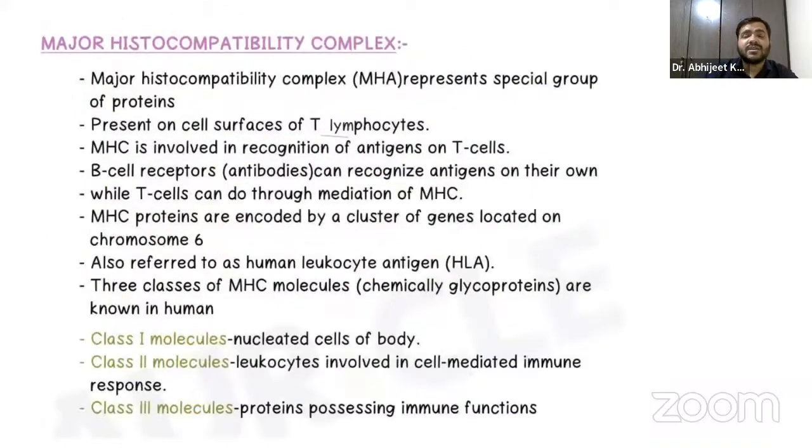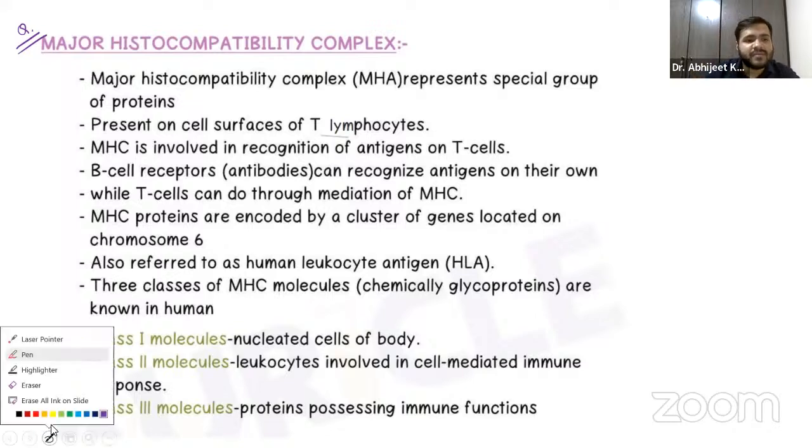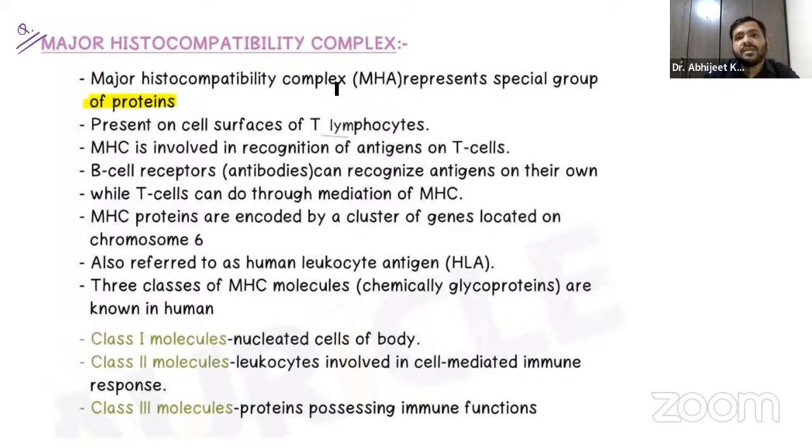Coming on to the next question, guys, that is one of the questions in today's topic. That is the major histocompatibility complex. Now, MHC represents a special group of proteins. These proteins are basically present on the surface of the T lymphocyte. Let us suppose these are the T lymphocytes, and these T lymphocytes will have a special group of these proteins, and these are nothing but the major histocompatibility complex. Now, these are nothing but the MHC, right?